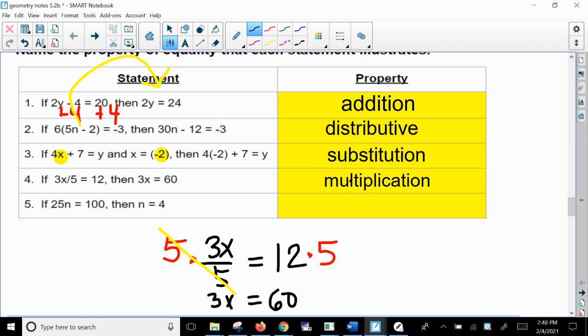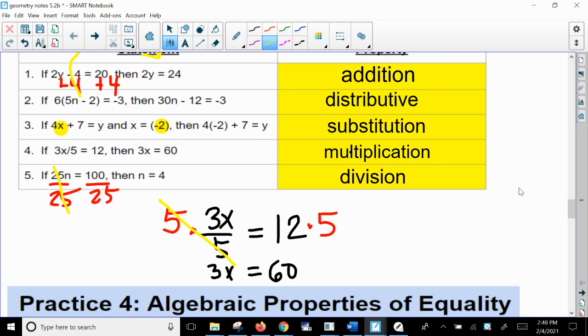That's multiplication property. And last, number 5, if 25n equals 100, then n equals 4. Division, because you would have had to divide both sides by 25. And then 100 divided by 25 is 4.